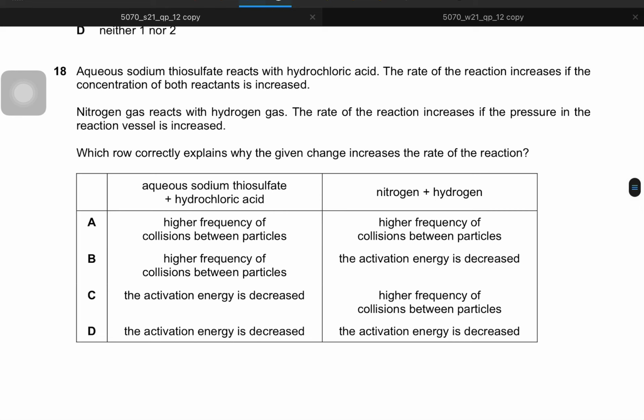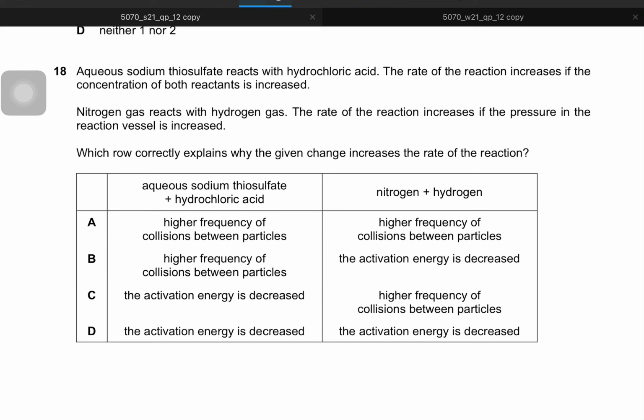Aqueous sodium thiosulfate reacts with hydrochloric acid. The rate of the reaction increases if the concentration of both reactants is increased. Nitrogen gas reacts with hydrogen gas. The rate of the reaction increases if the pressure in the reaction vessel is increased. Which row correctly explains why the given change increases the rate of reaction?